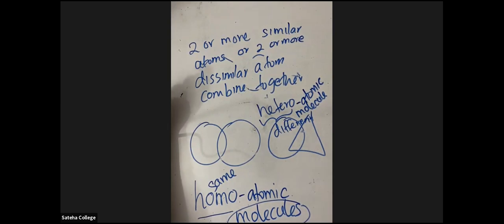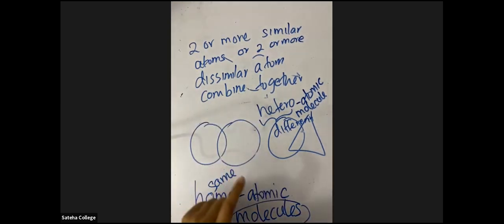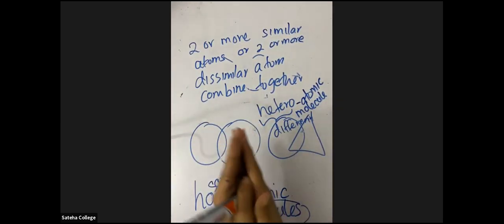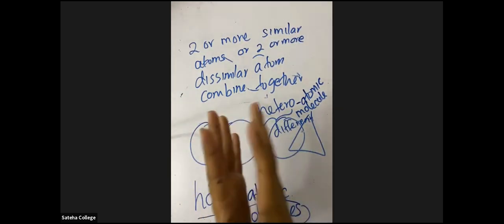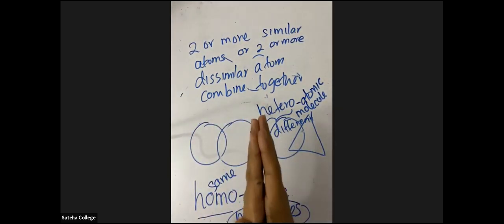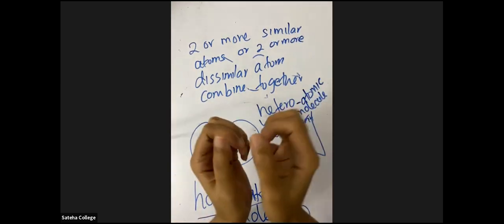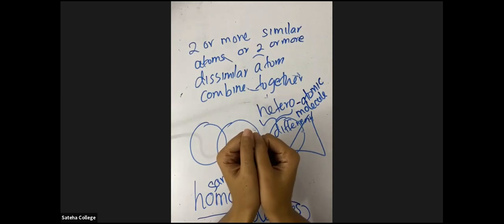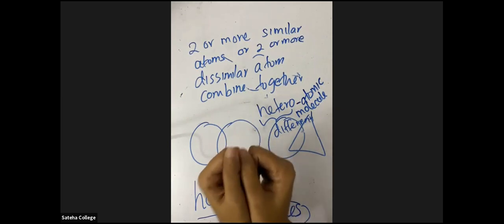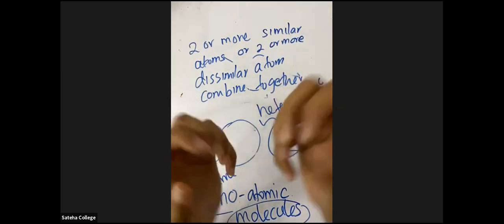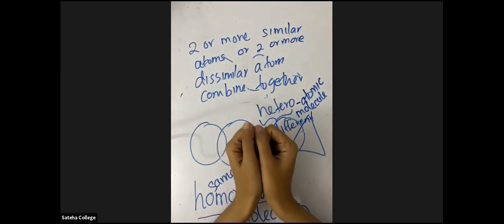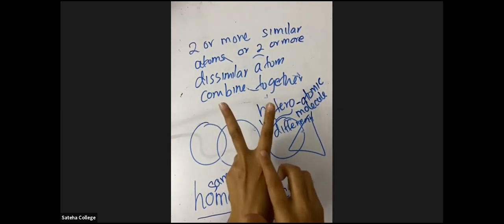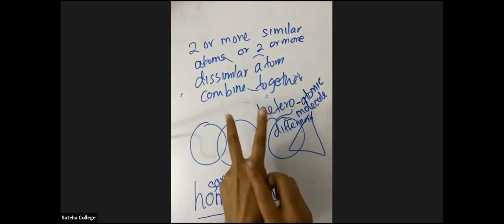Right. So let's revise before we do the question. What is a molecule? First answer me that: what is the simplest form of a substance? Very good. Atom. So when two or more atoms combine together, that you call a molecule. So molecules can be of two types. What are they?